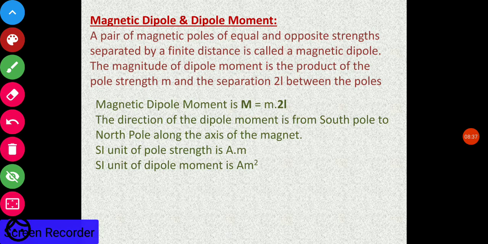Again, the magnetic dipole moment is a vector quantity, so it has a direction. Direction is from south pole to north pole. In case of the electric dipole, the direction was from negative to positive. So here it is from south to north along the axis of the magnet. SI unit of the pole strength is ampere meter, and SI unit of the dipole moment is ampere meter square.